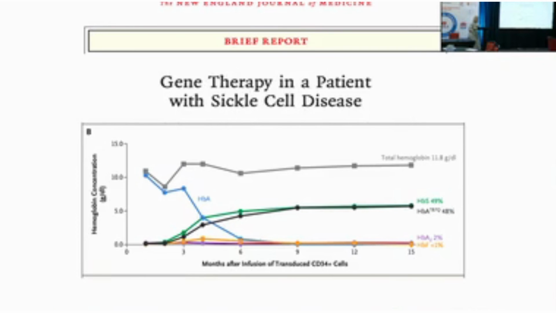So I'll just spend the last 1 minute on gene therapy. This is the results from the first patient that underwent gene therapy. It was reported back in 2017. And what you can see here is that the black line is actually a new hemoglobin. So the scientists or the clinicians put a gene into this patient's stem cells that allows them to produce a new hemoglobin called hemoglobin A.